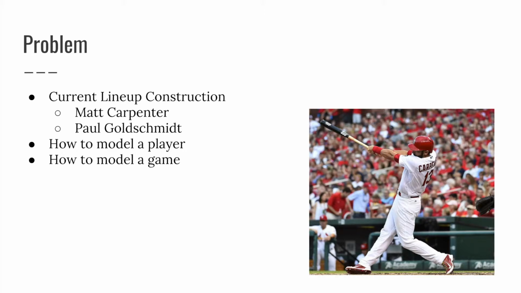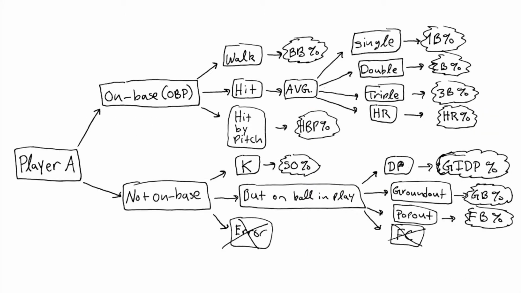Basically, a little review of my problem. I'm looking at the lineup of the St. Louis Cardinals, specifically Matt Carpenter and Paul Goldschmidt, and how to model them, how to model a game, and how to maximize the number of runs scored by the St. Louis Cardinals' current lineup. To do this, I have to model a player, and to model a player, I basically broke it down into each outcome based on a plate appearance and was able to eliminate some, and then able to figure out what statistics I'll need to hopefully predict what they'll do each time they come to the plate based on their past averages.